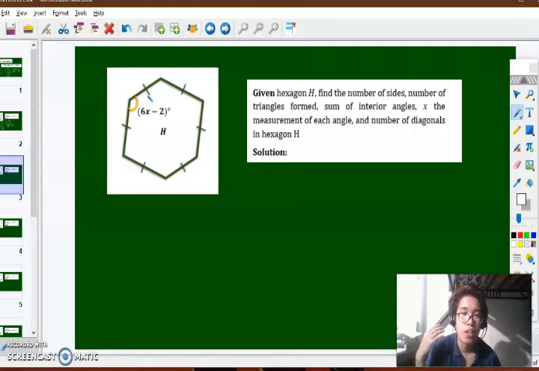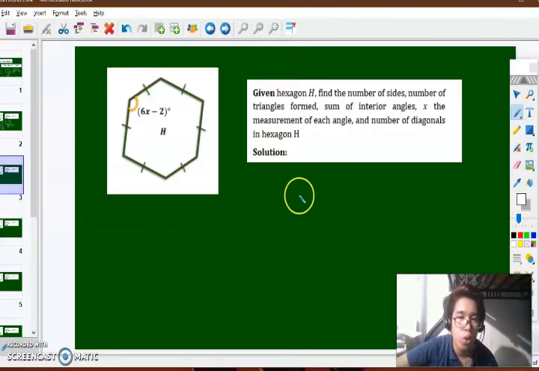Okay, so if all of their sides are congruent, it follows that all of their angles are also congruent. Therefore, we have here a regular hexagon. A regular hexagon is a hexagon that has equal values for its sides and also equal values for its angles.